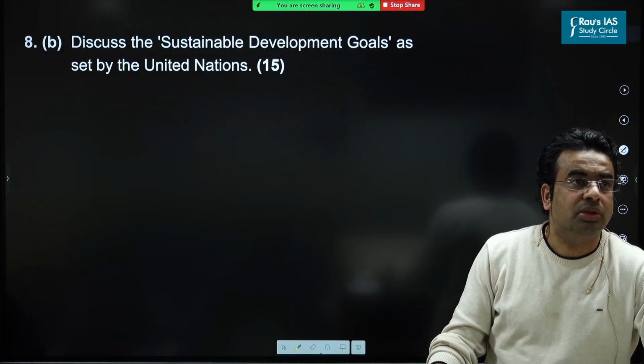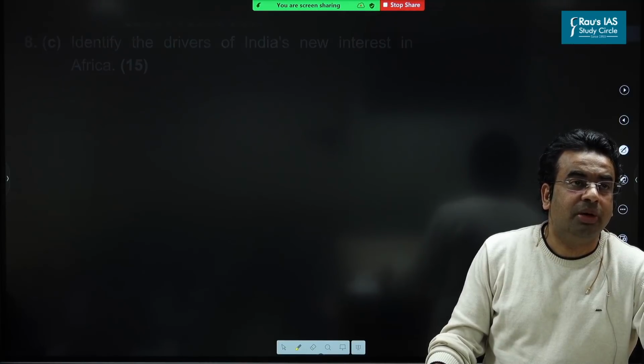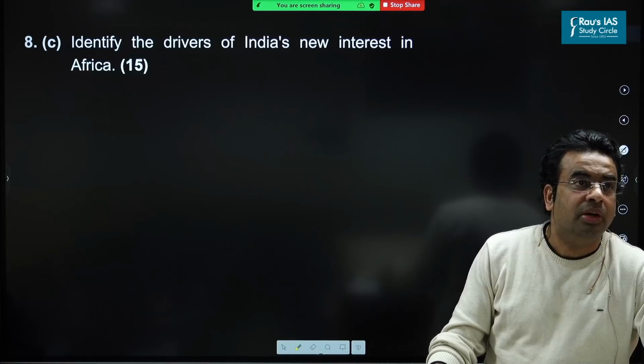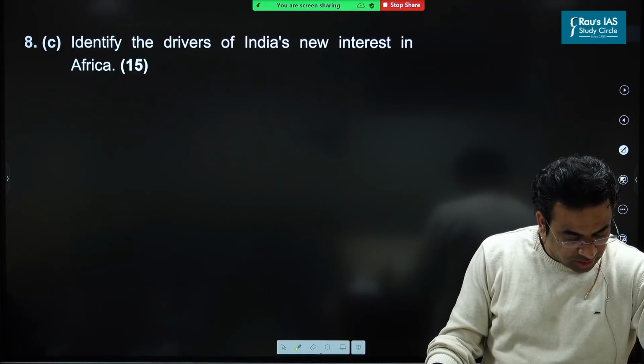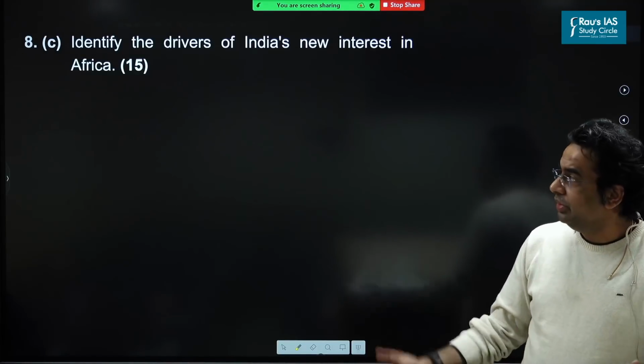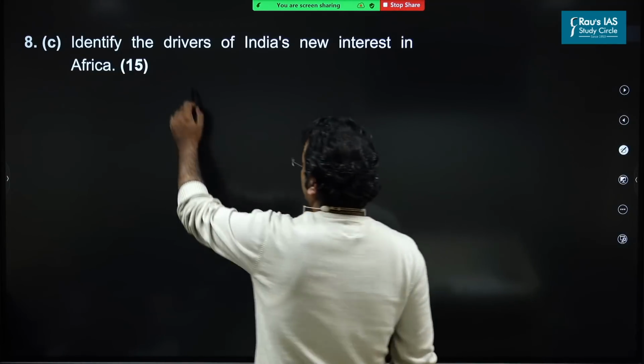So a direct question: Sustainable Development Goals set by the UN. Okay. Drivers of India's new interest in Africa. An easy question to attempt. So refer to the PDF.